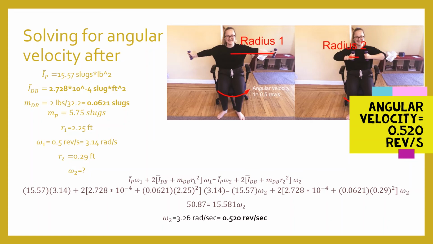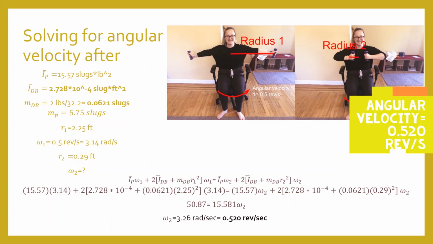Although the change is smaller than when using the 5-pound weights, there is still an increase in the angular velocity from its initial 0.5 revolutions per second, therefore highlighting the conservation of angular momentum.